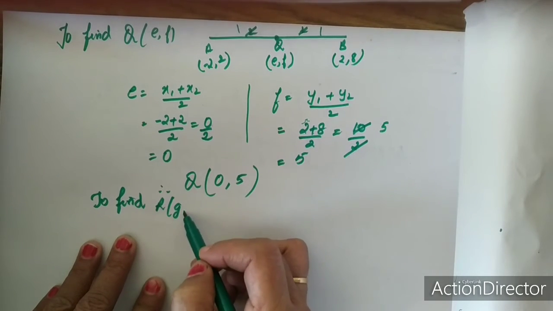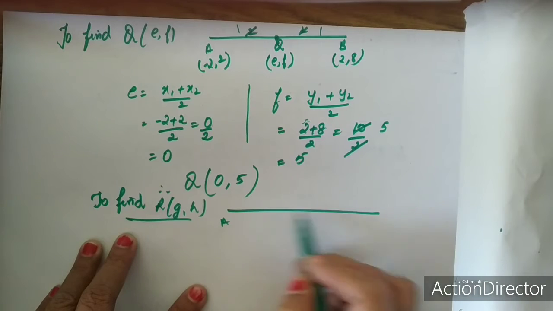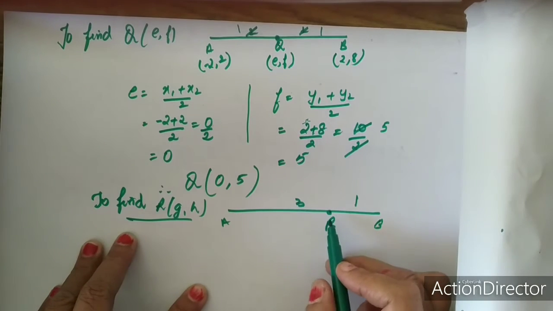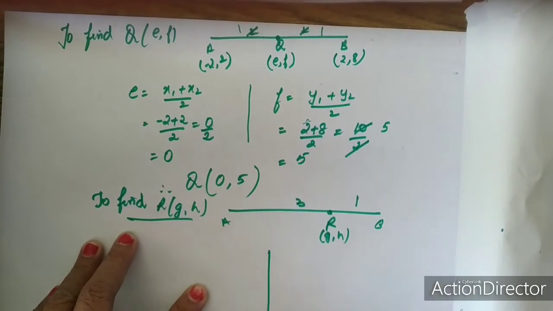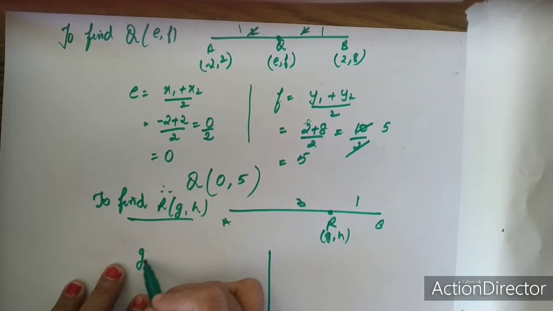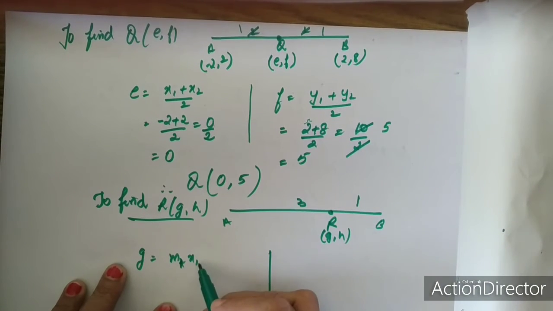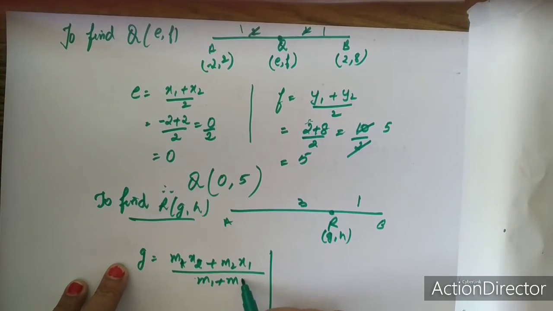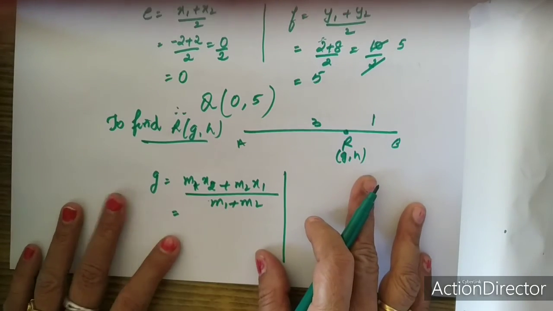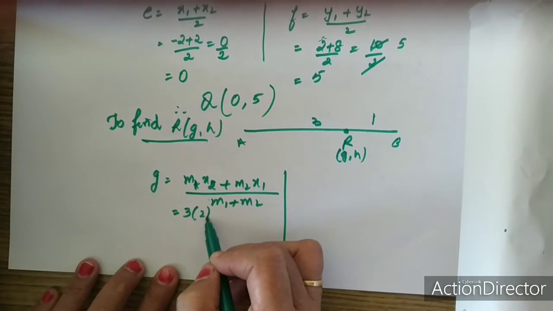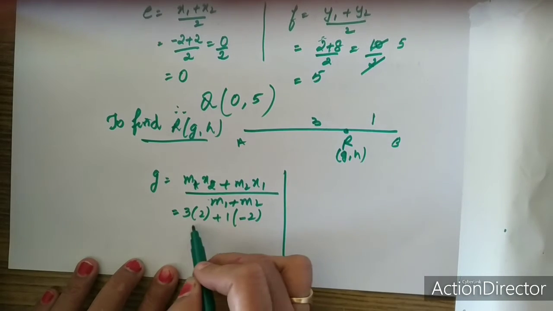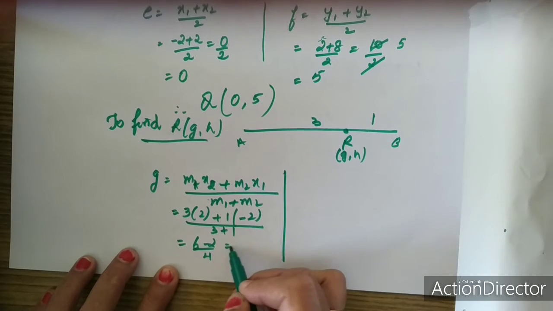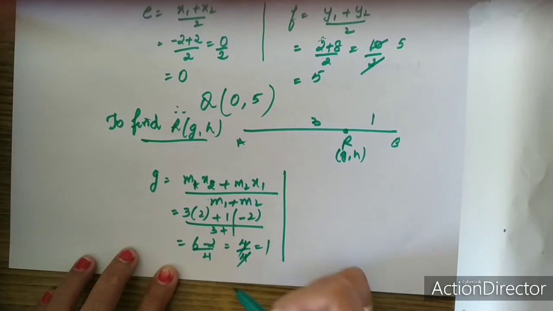Next, to find R of G, H, let us make the figure again, AB, and this is the point R. Here the ratio will be 3:1, and it is G, H. So by section formula we know G is equal to (M1 into X2 plus M2 into X1) divided by (M1 plus M2). Putting the values, we have 3 into 2 plus 1 into -2 divided by 3 plus 1. So this is equal to 6 minus 2 by 4, or 4 upon 4, is equal to 1.